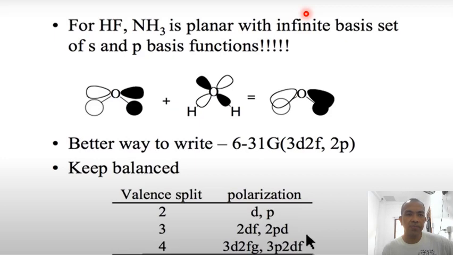Now in practice, of course, nobody does infinite. What they do now is 10, 20, 50.